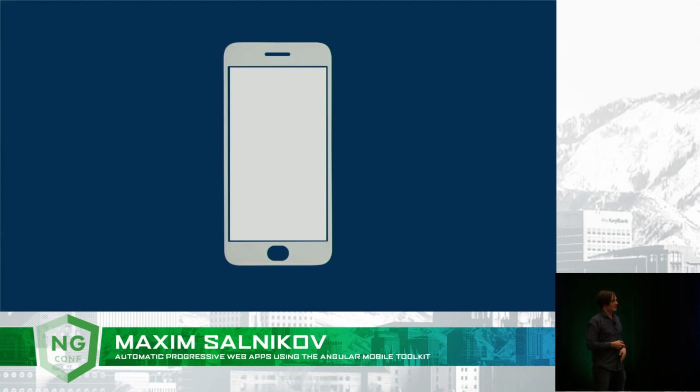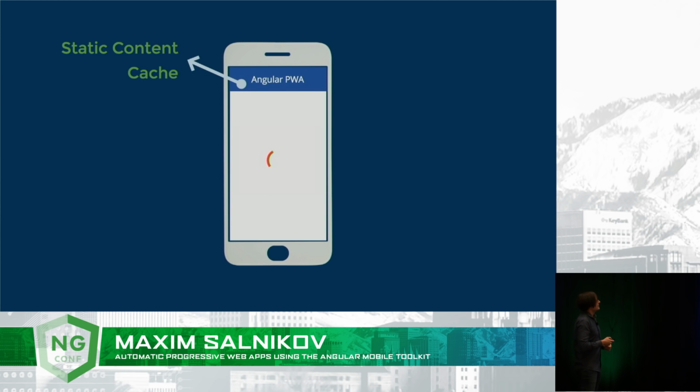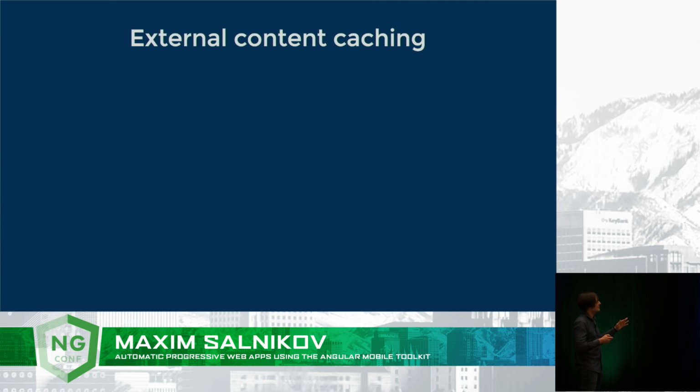Let's have a look at our application in offline mode. Let it be on some mobile device. But to be honest, it has to be an Android device. Yes, so thanks to the static content cache plugin, we can create an app shell.